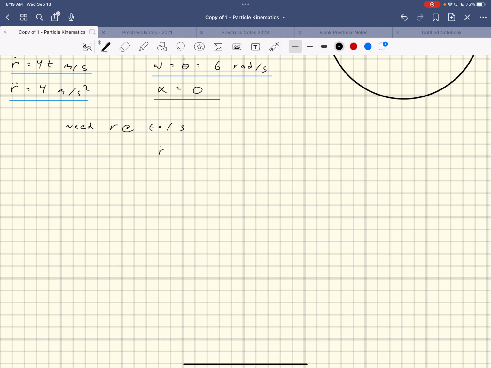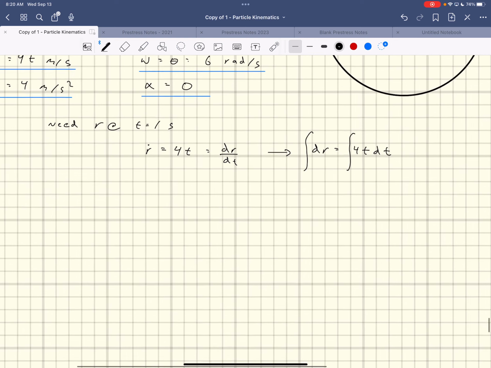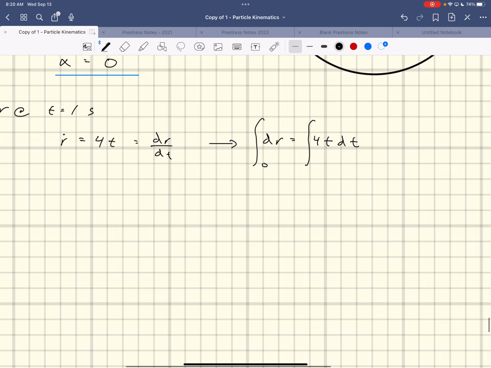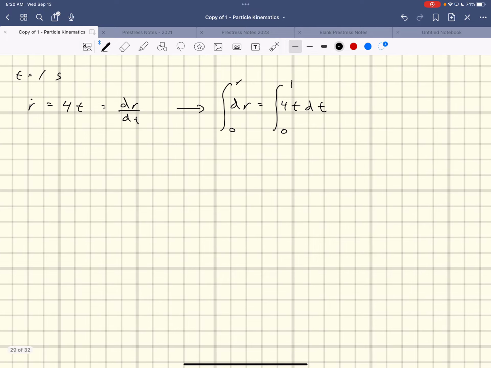Okay, so what I do there, I go with my r dot is equal to 4t. This is equal to dr dt. R dot means that, so you put the t's on the same side as the other t's, so you get dr is equal to 4t dt. I integrate. This is going from 0 to r. This is going from 0 to 1 second. You could not put in the 1 second. You could put a t there, and then what you would get is r as a function of time, and then you could substitute the t in later. I'm just going to throw it in here because I know that's what it's going to be. So your solution to this, you get r equal to 2 meters at t equals 1 second.